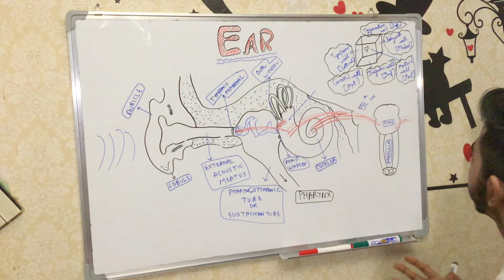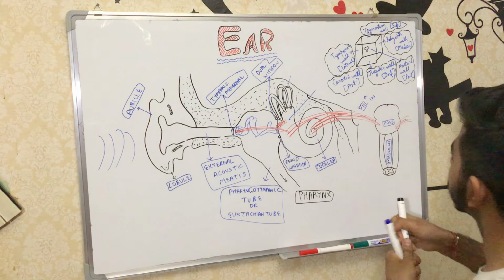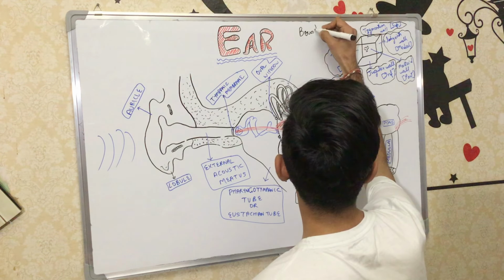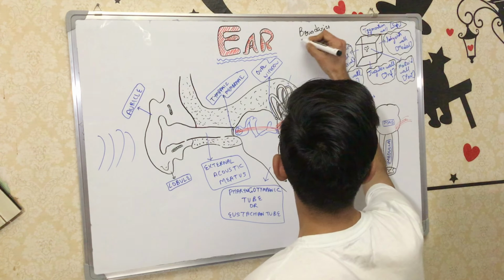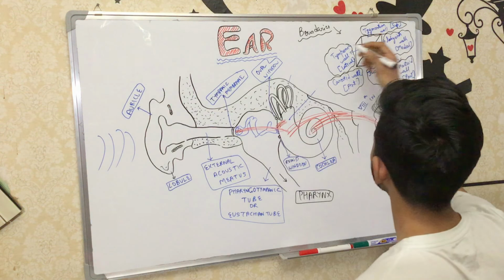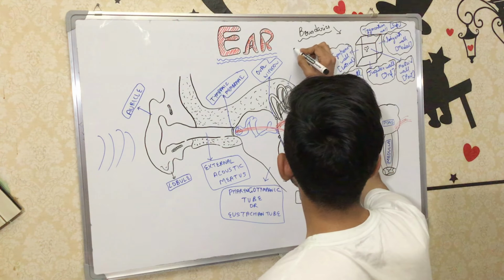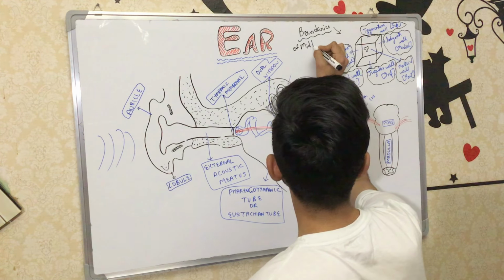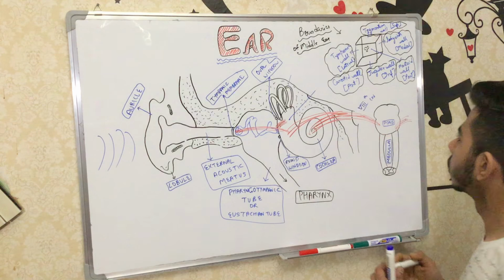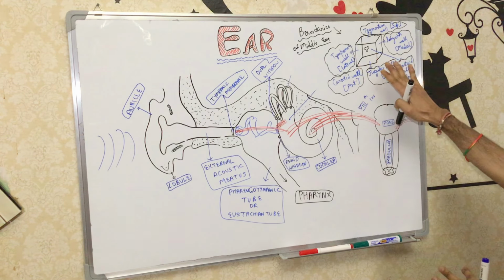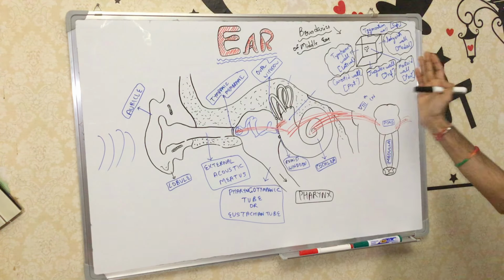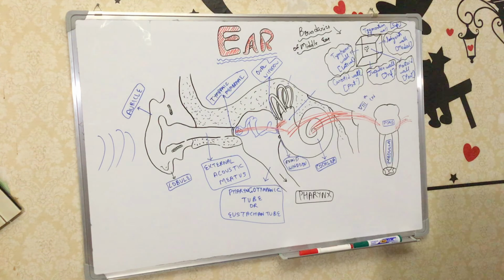So this was about the boundaries. So this portion is the boundaries. Okay, so these are the boundaries of the middle ear, of course: superior, inferior, anterior, posterior, more medial, and the lateral.